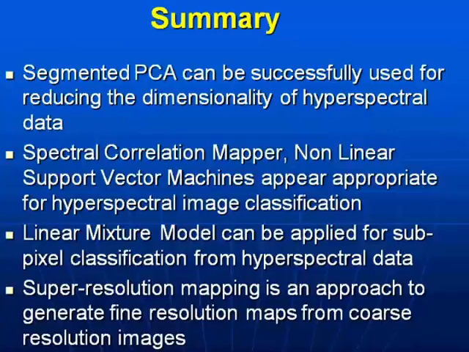So to summarize, I would say that segmented PCA can be successfully used for reducing the dimensionality of hyperspectral data. Spectral correlation mapper and nonlinear support vector machines appear appropriate for hyperspectral image classification. Linear mixture model can be applied for subpixel classification from hyperspectral data. And finally, super resolution mapping is indeed an approach to generate fine resolution maps from coarse spatial resolution images. And since in hyperspectral imaging I am getting data at many different spatial resolutions, probably super resolution mapping would be the technique or the approach which one needs to target in future.